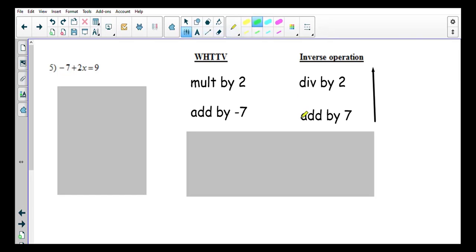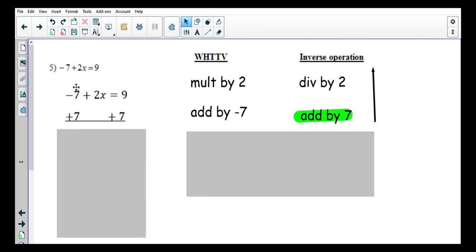So we're going to add by 7 on both sides. Let's go ahead and do that. Add 7 on the left and on the right. We're going to be left with 2x equals 9 plus 7, which of course is 16.